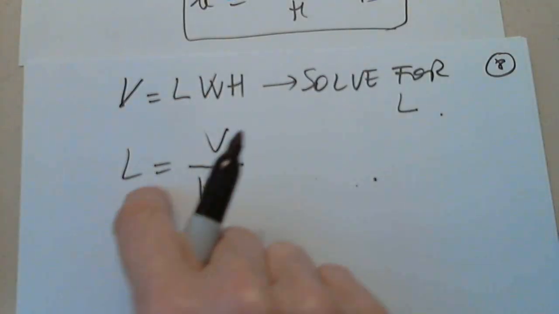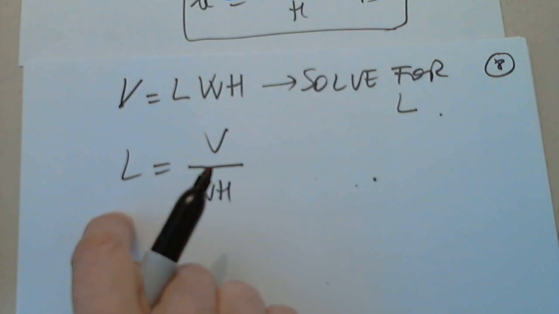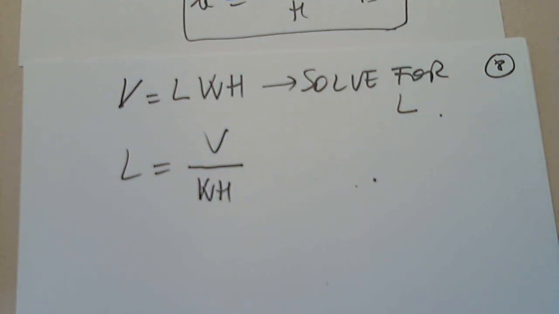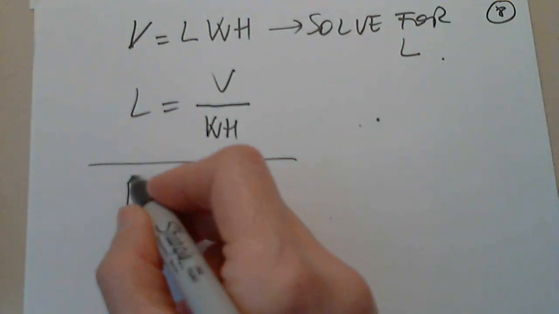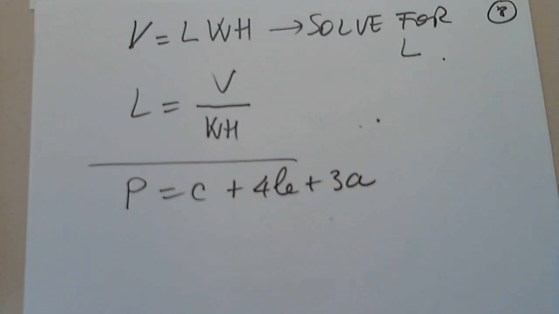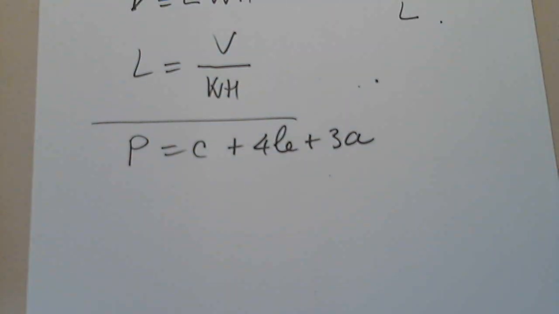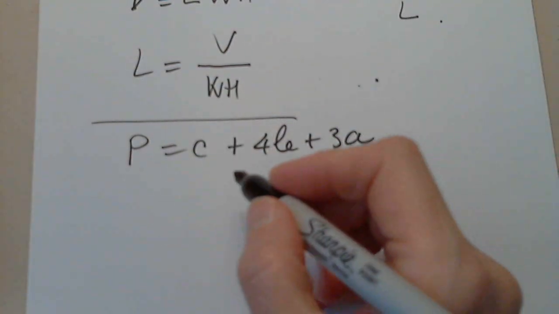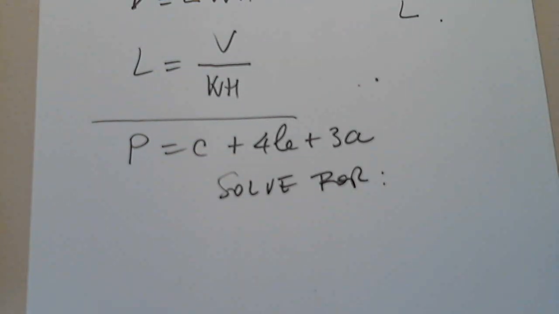Remember, when you cross multiply, you get this back. This times this equals V times 1. That's another way of checking. Okay, here's another one. P equals C plus 4B plus 3A. What would you like to solve for? A, B, or C? You choose.